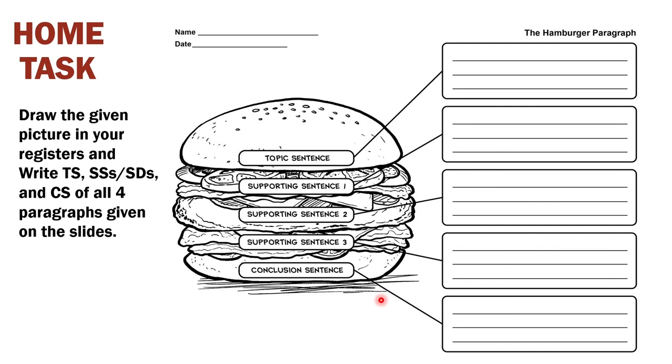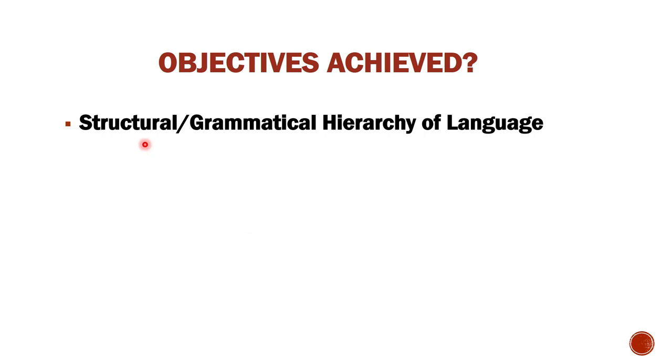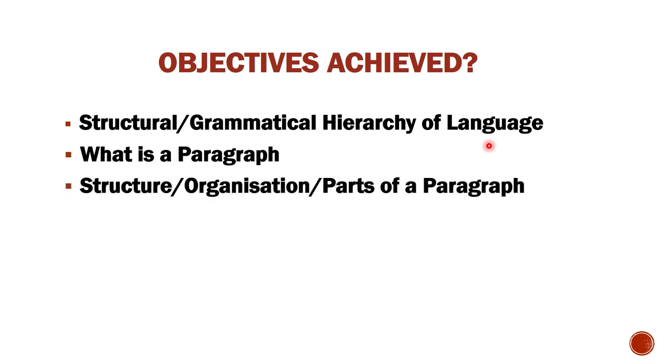So for the time being, let me get to the objectives of the session, whether they were achieved or not. Let's see, do we know now what is the structural or grammatical hierarchy of language? Yes, it starts from the morpheme, and we can see the different levels of the grammatical hierarchy or system in the English language. Then what is a paragraph? We have just come to know that it is a basic unit of thought, and it is a group of interrelated sentences which talk about one idea. Then the structure, organization, or parts of a paragraph. Yes, we also discussed that in the hamburger technique that we used over there.